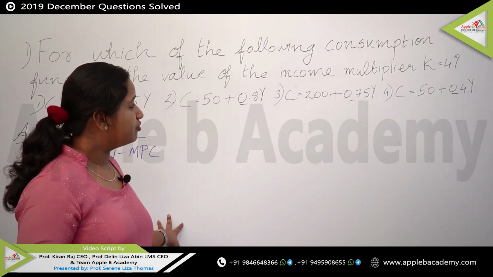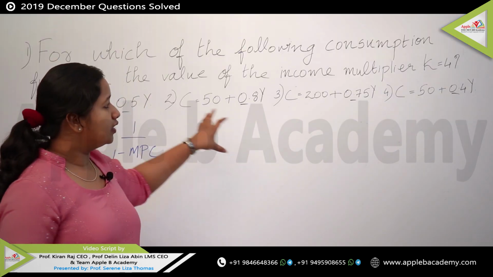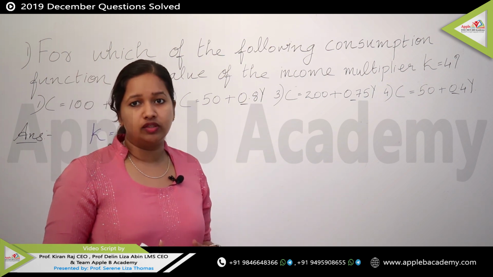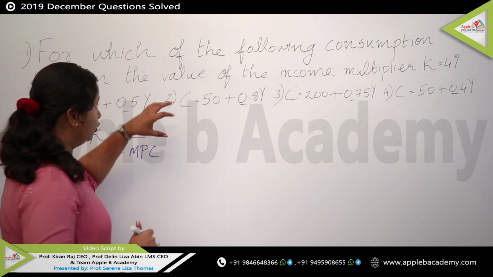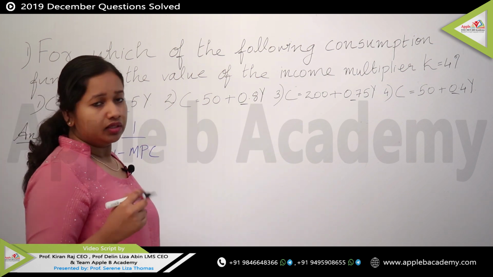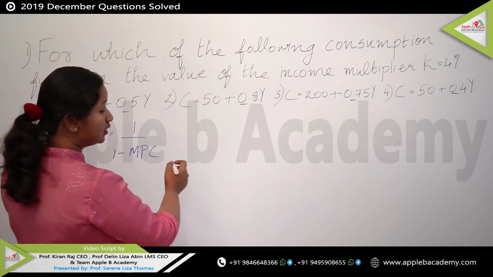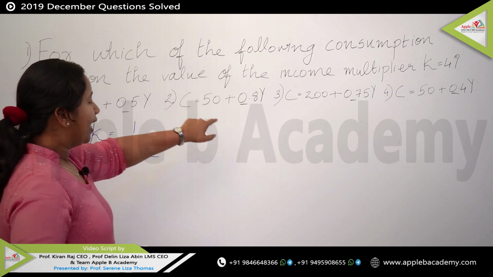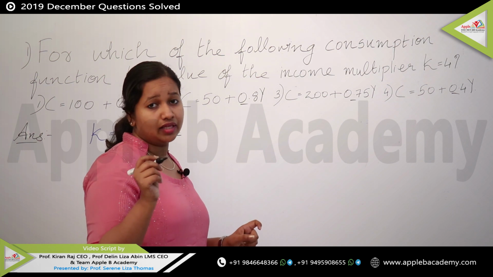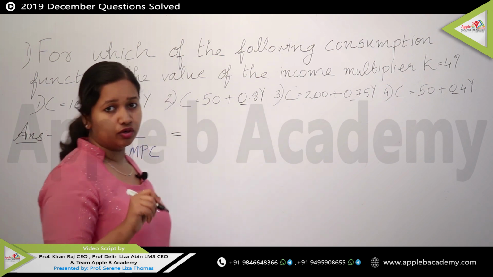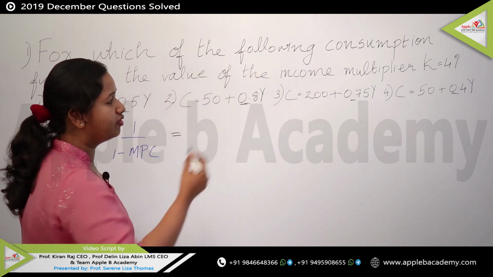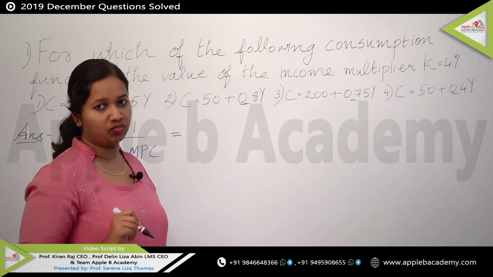So we need to find, considering these four equations, when would k be equal to 4. So we will do that. Consider the first option. When you look here, MPC is represented by the coefficient of y. So 0.8, 0.5, 0.75 and 0.4 represent MPC.